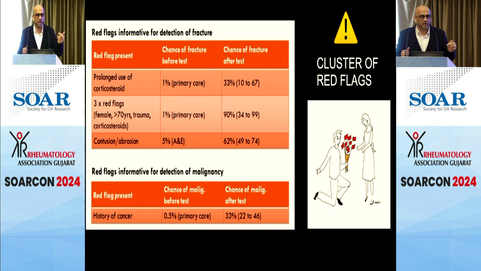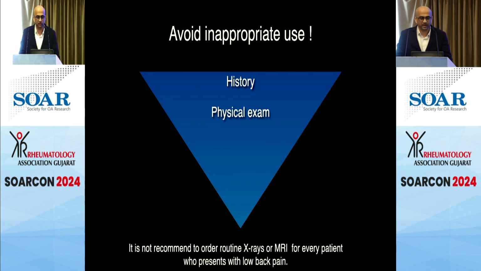For example, you have a patient who has prolonged use of corticosteroids. Their chance of having a fracture is about 33%. But if you have 3 red flags together, female, more than 70, fragility, like a fall from a standing level, plus long-term steroids, so see, many red flags have come together, and then the chance of having a fracture for that patient is much higher than someone who just has 1 red flag. So look at clusters of red flags rather than just single red flags.